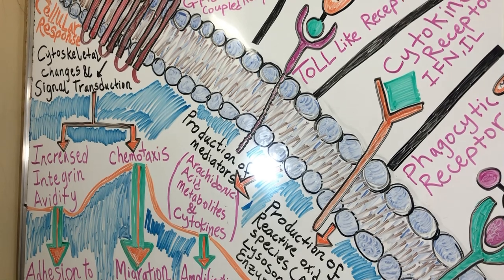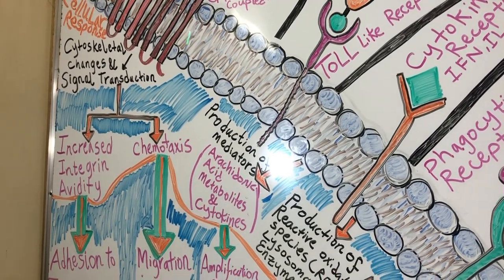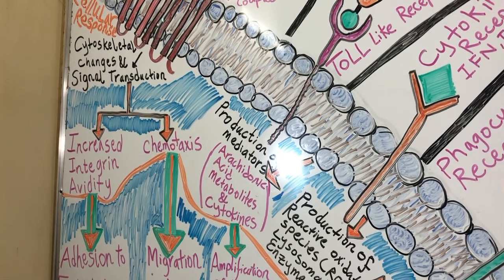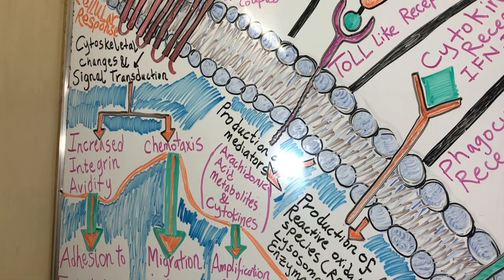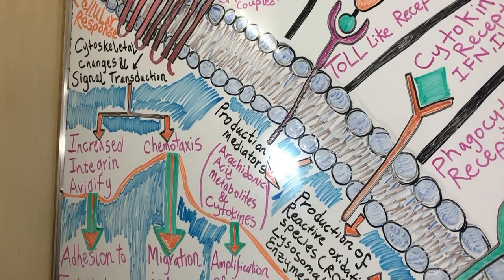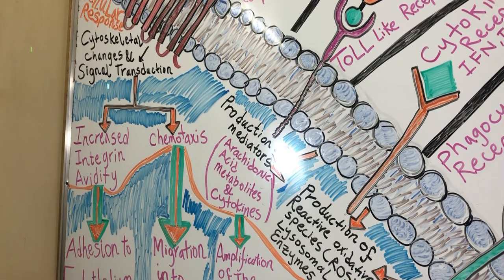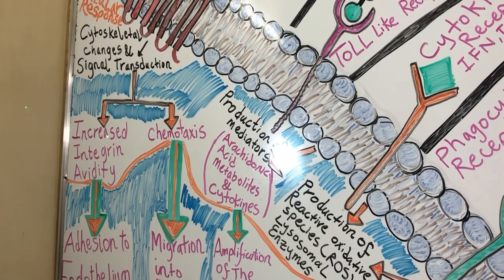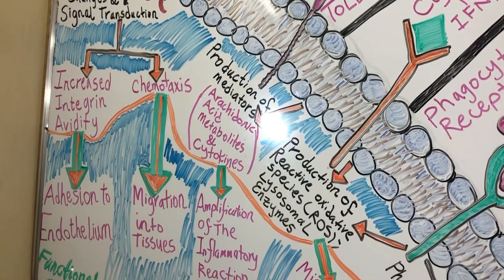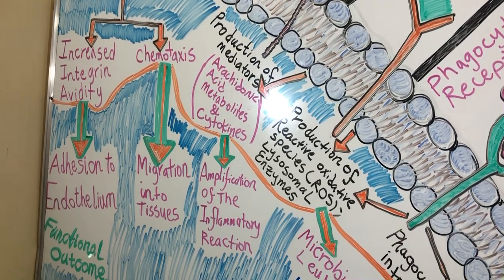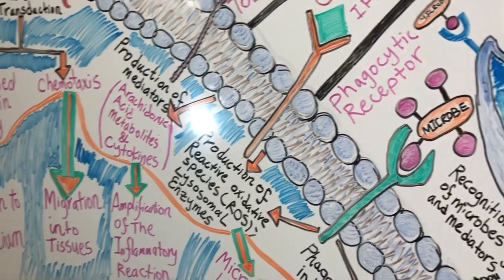the infective agents. There are also lipid mediators that provoke this intracellular response once they bind to our G protein linked receptor. The second step is the cellular response, which is manifested by increased integrin avidity and chemotaxis, and that leads to the functional outcome. The functional outcome will be adhesion to the endothelium and migration into tissues.